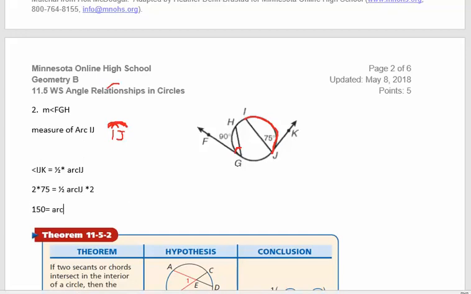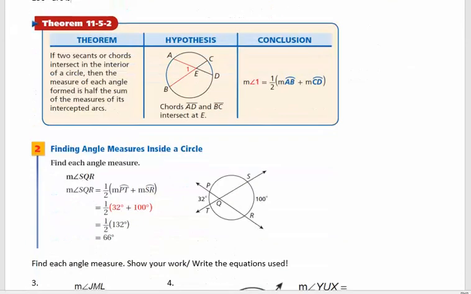All right, moving on. There's another theorem that says that if you have two secants or chords intersecting in the interior, this is not the center, it's just somewhere in the interior of the circle, the measure of each angle formed is half the sum of the measures of the intercepted arcs. You need to know this measure and this measure. If you add them together and divide by 2, you will find the measure of angle 1. Now, because these are vertical angles, that will equal the measure of angle CED if you needed that one instead or as well.